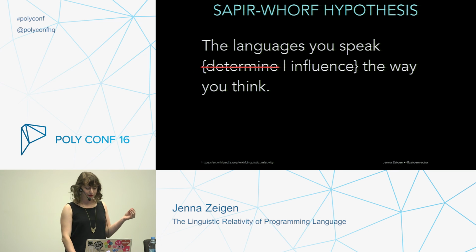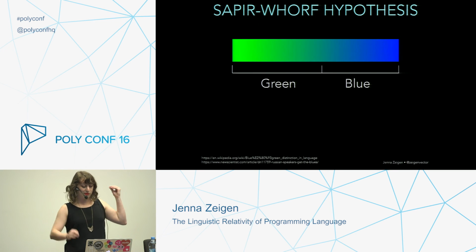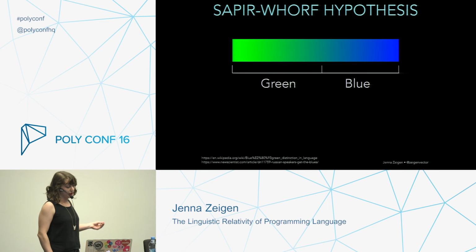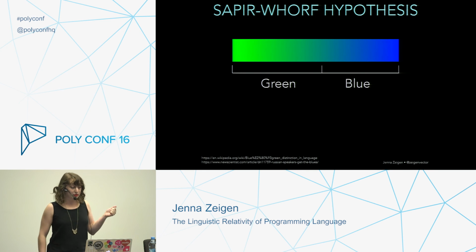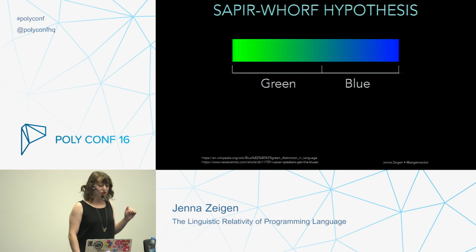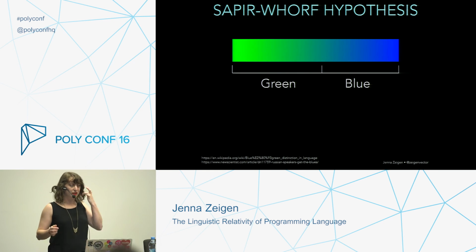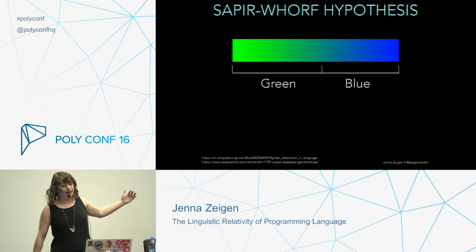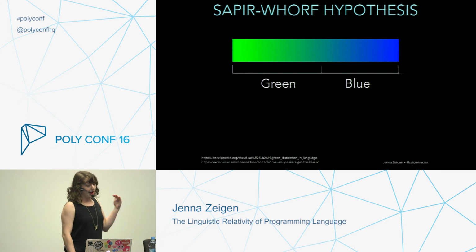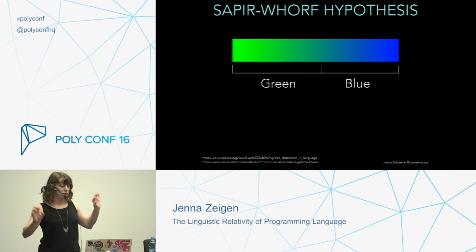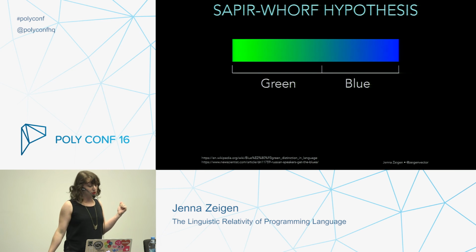So an example of this is the idea of basic color terms. Basic color terms are just single words that we use to describe colors. So in English, I happen to know, because I'm a native English speaker, that we have two words for this color gradient, green and blue. And having those two words allows me to break this spectrum up into two categories.